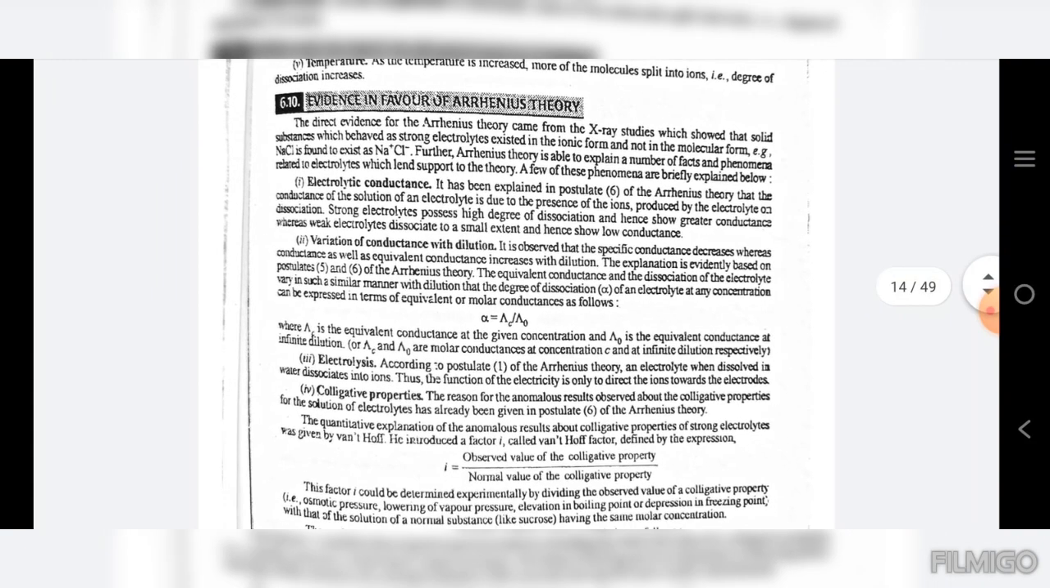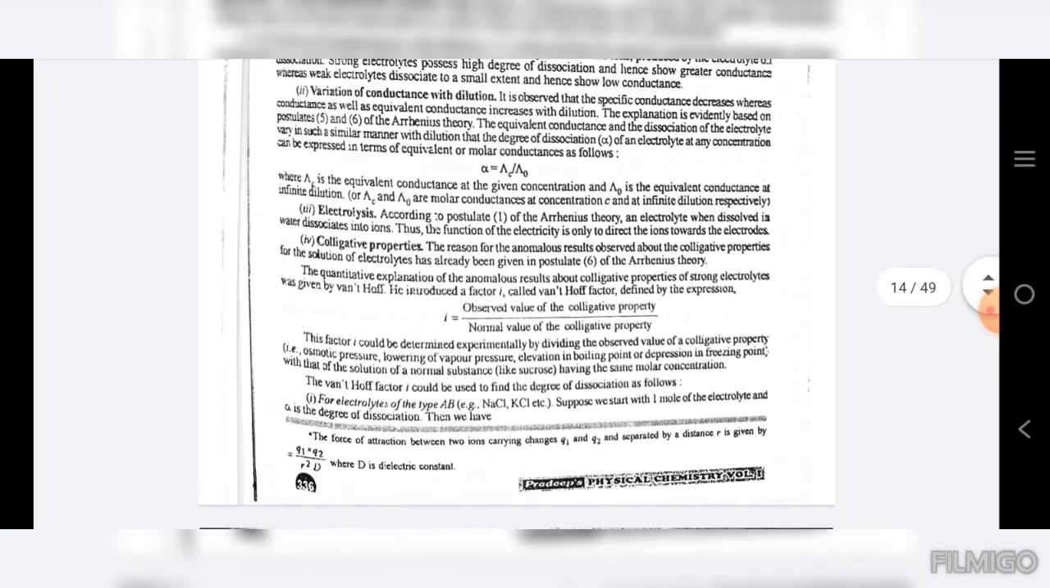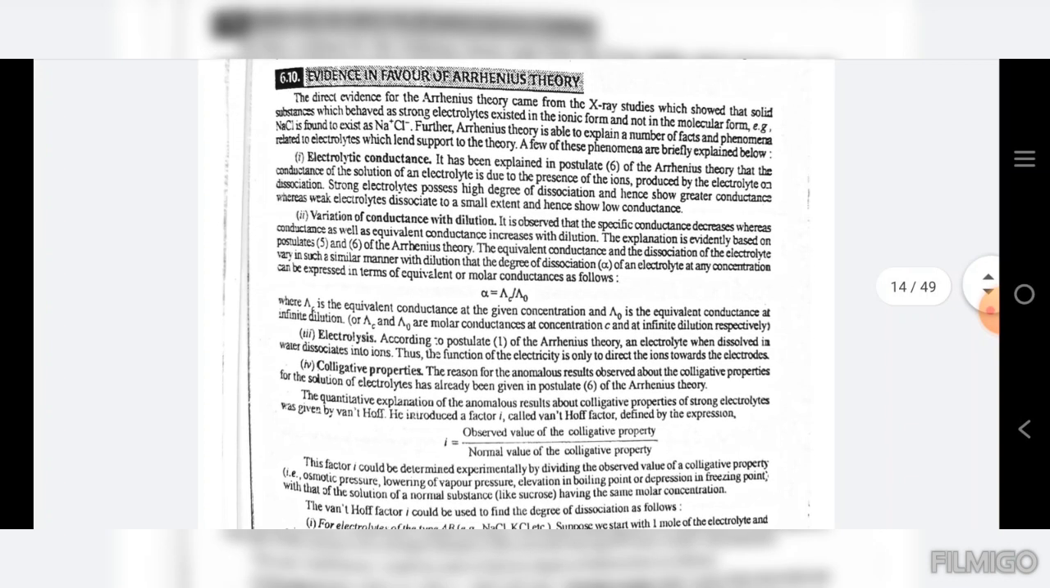Evidence in favor of Arrhenius theory. The direct evidence for the Arrhenius theory came from the X-ray studies, which showed that solid substances which behaved as strong electrolytes existed in the ionic form and not in the molecular form. Example, NaCl is found to exist as Na+ Cl-. Further, Arrhenius theory is able to explain a number of facts and phenomena related to electrolytes which lend support to the theory. A few of these phenomena are briefly explained below.